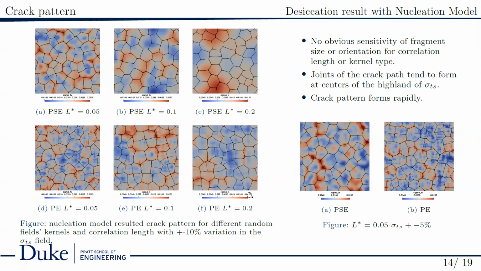And for the nucleation model result I have so far, there is no obvious sensitivity of crack size, fragment size, or orientation to correlation length or kernel type. We do see that joints of the crack path tend to form at centers of the highland of the tensile strength, and crack patterns formed rapidly.